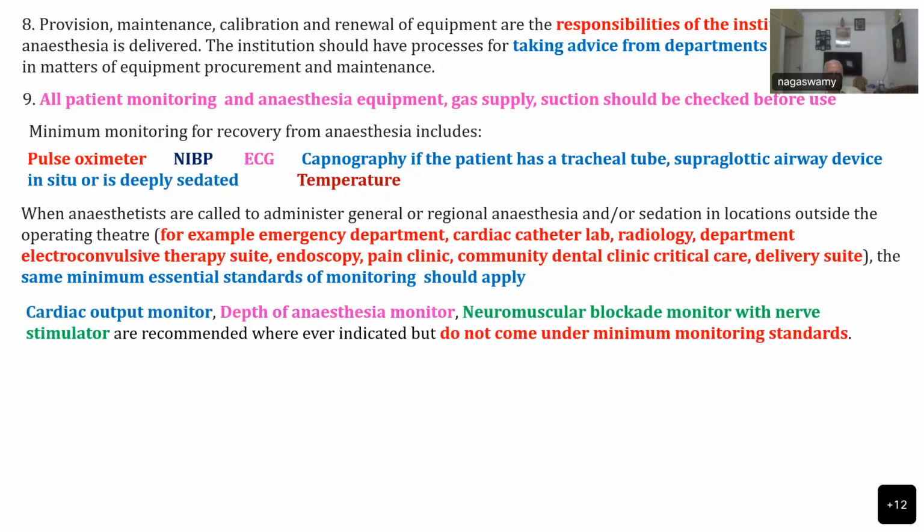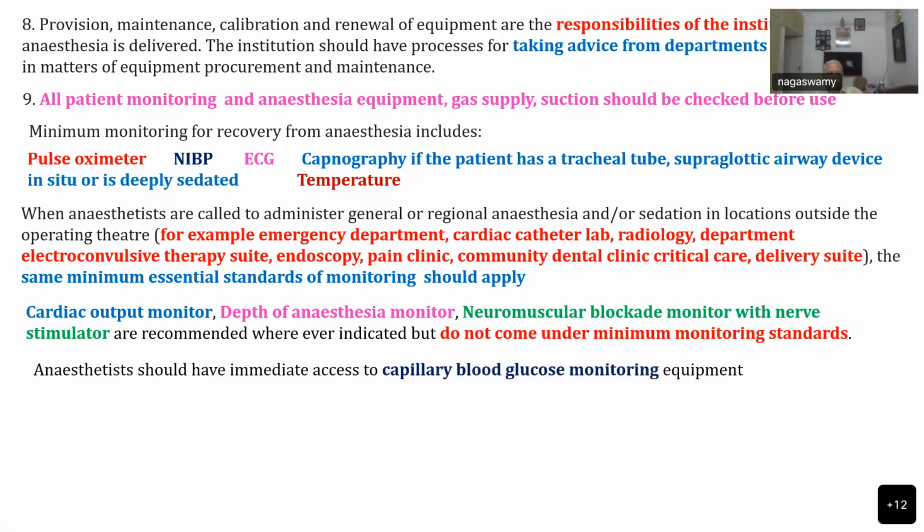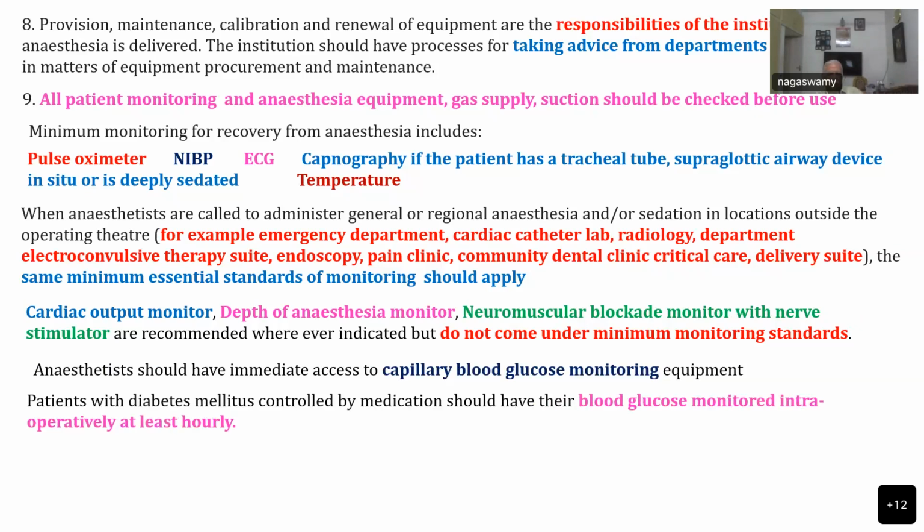So only for specialized surgeries you are using them, but in the upgraded 2020 or 21 guideline, they are including that a neuromuscular blockade monitor should be available in the theater. Even if you are not using it, it should be available in the OT. And anesthetists should have immediate access to capillary blood glucose monitoring. This is another updated version that is given in the revised guidelines. And patients with diabetes mellitus who are controlled with medication should have their blood glucose monitored intraoperatively at least every hour during surgery.